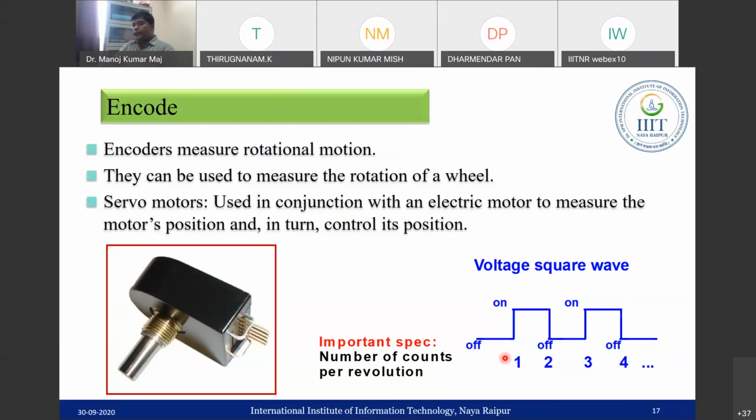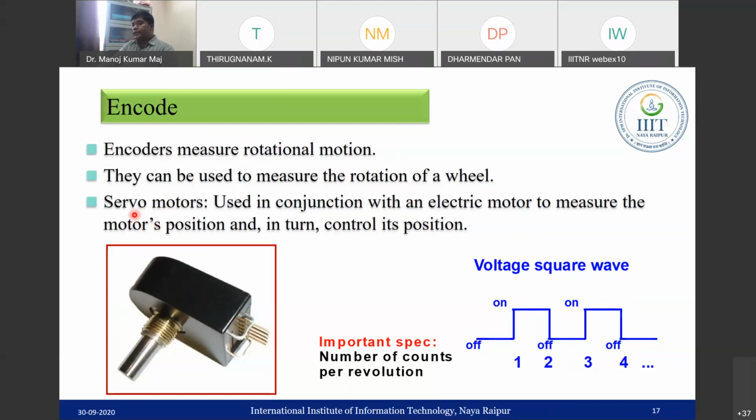So whenever we complete one round, maybe at that time it is off, but after one round, when we rotate it again, it gets on. After that, when we rotate it again, it is off, and when we rotate it again, it is on. So it keeps going for different rounds, like 1, 2, 3, 4. So it can be used to measure the rotation of a wheel. How many times the wheel has rotated can be measured.